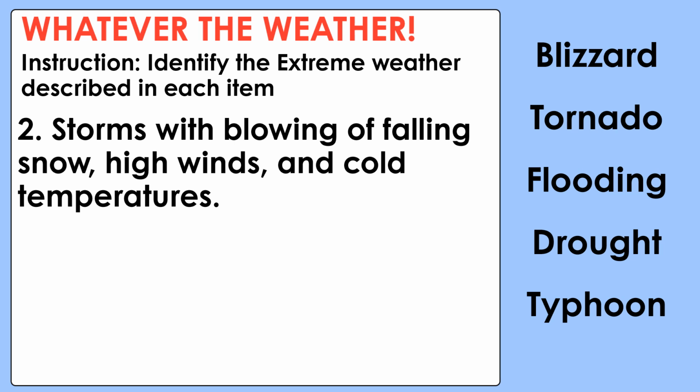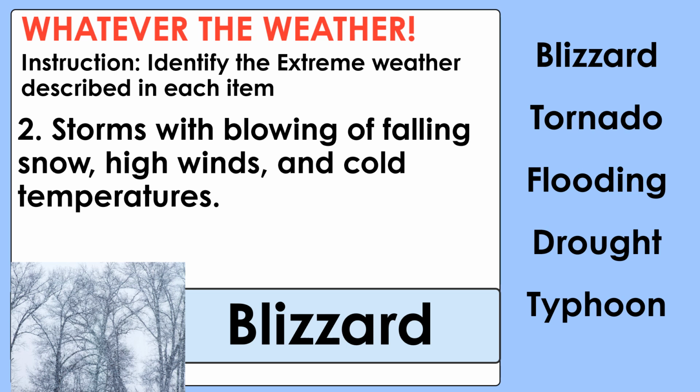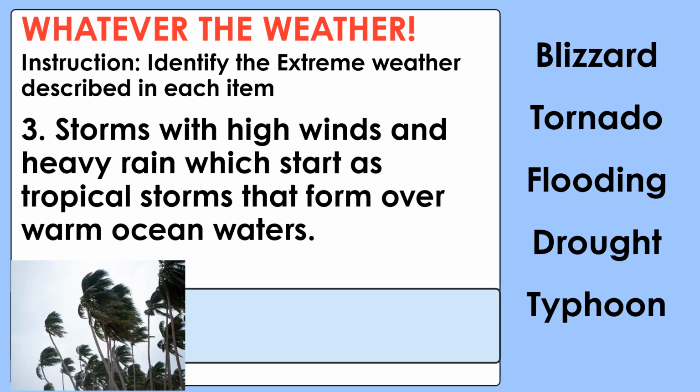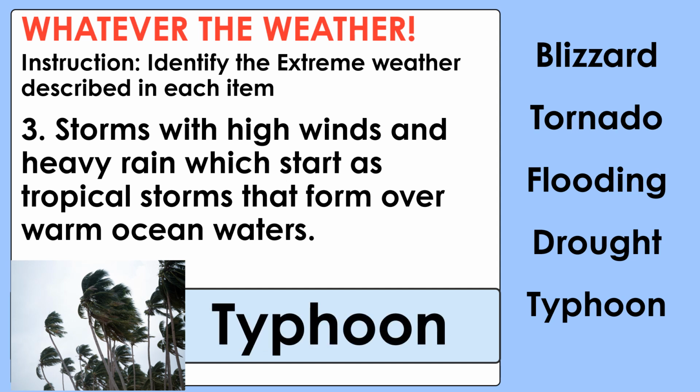Number 2, storms with blowing of falling snow, high winds, and cold temperatures. The answer is blizzard. Number 3, storms with high winds and heavy rain which start as tropical storms that form over warm ocean waters. The answer is typhoon.